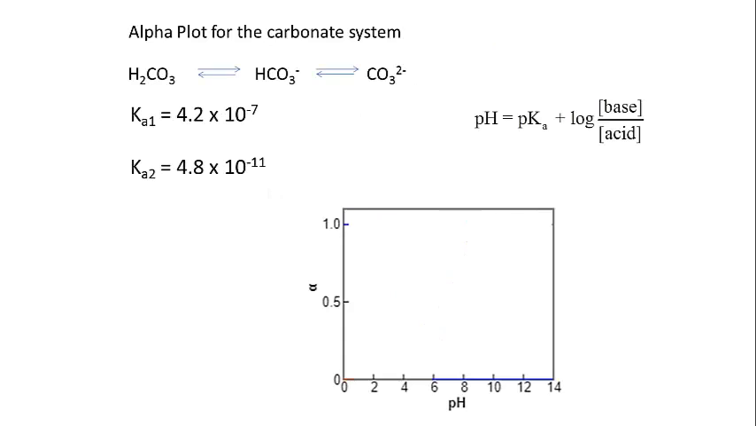All right, let's look at the alpha plot for our carbonate system we looked at a couple minutes ago. To do that, we need to know the pKa's for these two different systems. And so the pKa for the first one is minus the log of 4.2 times 10 to the minus 7.